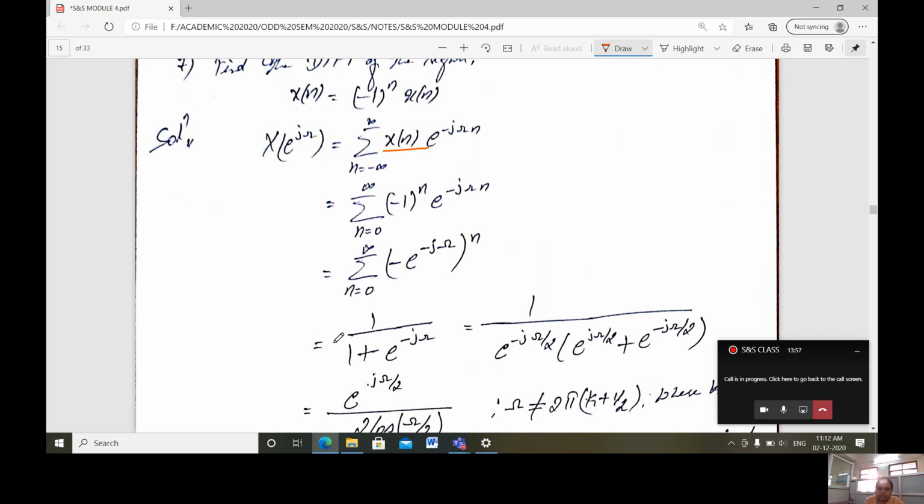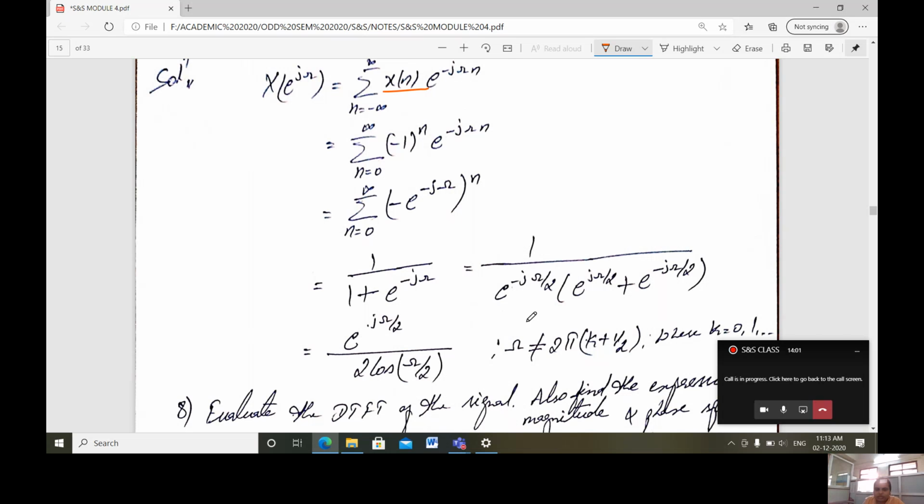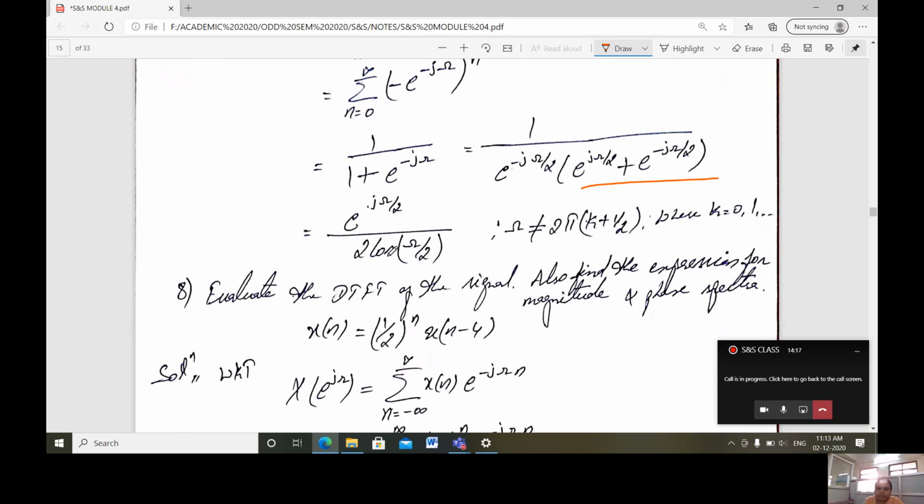Then I will write it as 1 divided by 1 plus e raised to minus j omega. Here a small modification is done, taking e power minus j omega by 2 as a common factor. So the leftover part is going to be e raised to j omega by 2 plus e raised to minus j omega by 2. This is nothing but our 2 cos omega by 2, and this is taken in the numerator part, e raised to j omega by 2.